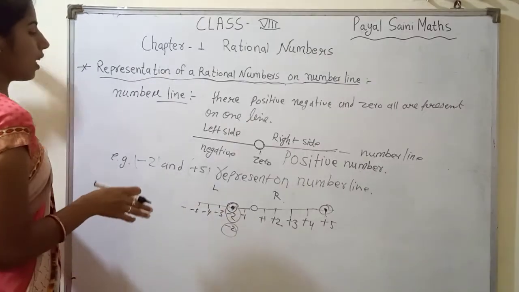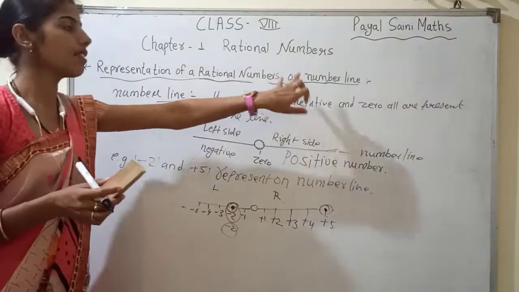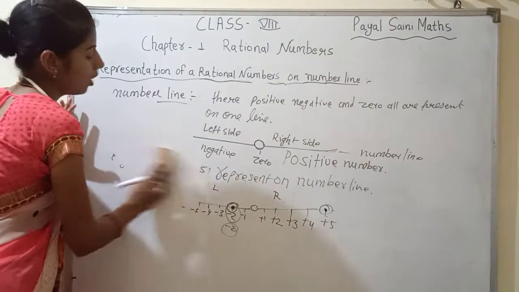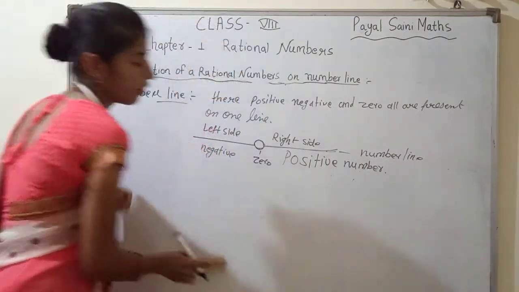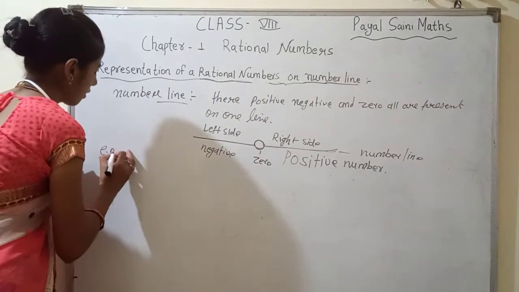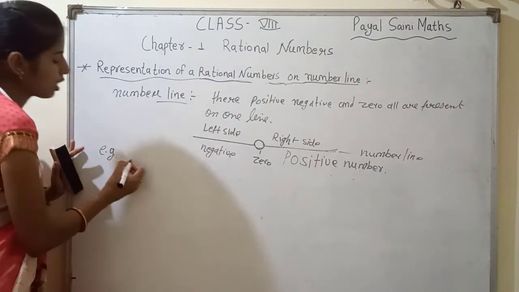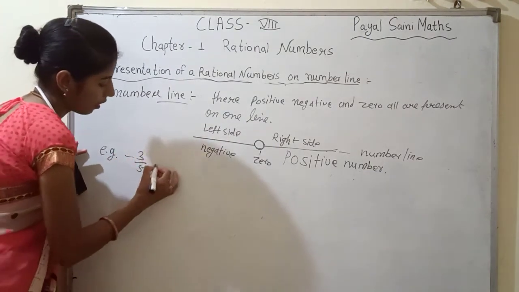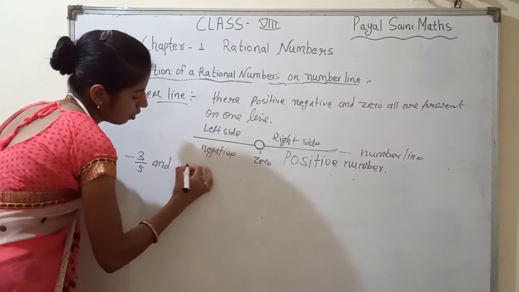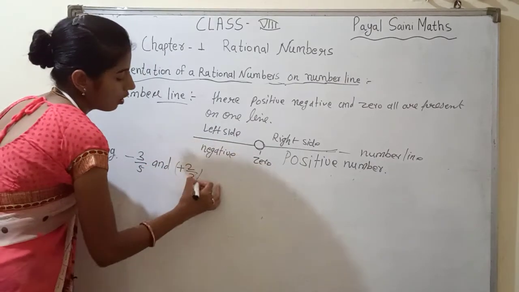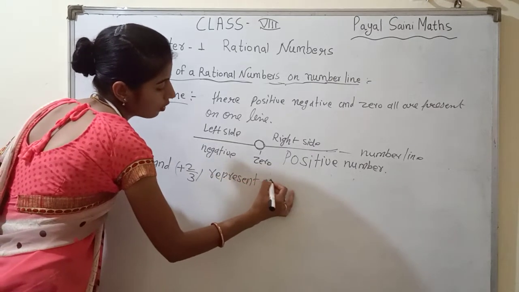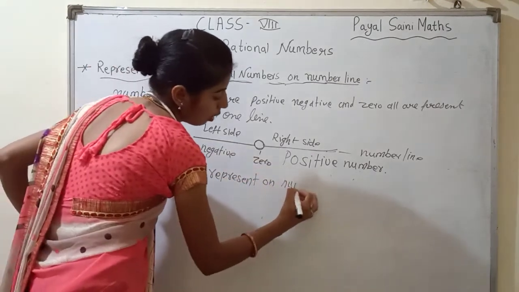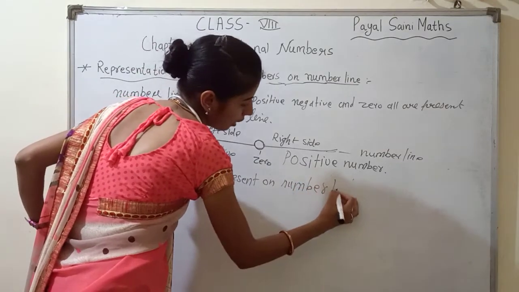Now we start our rational numbers on the number line, the same as your simple numbers. Now I take the next example for rational numbers. The next example is: represent -3/5 and +2/3 on the number line.